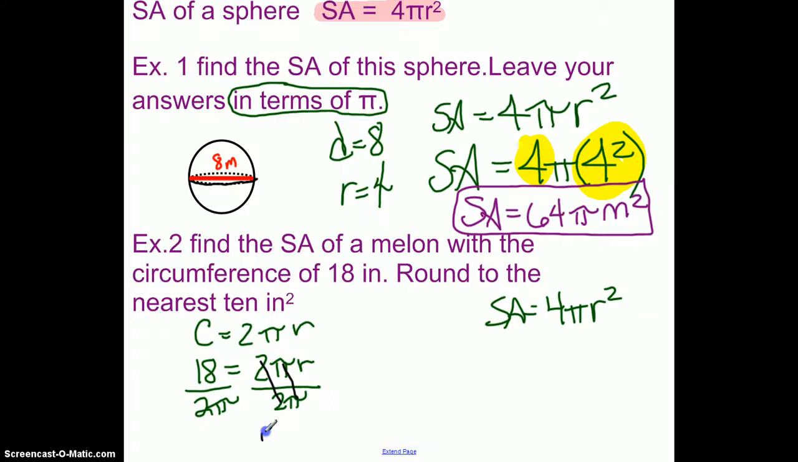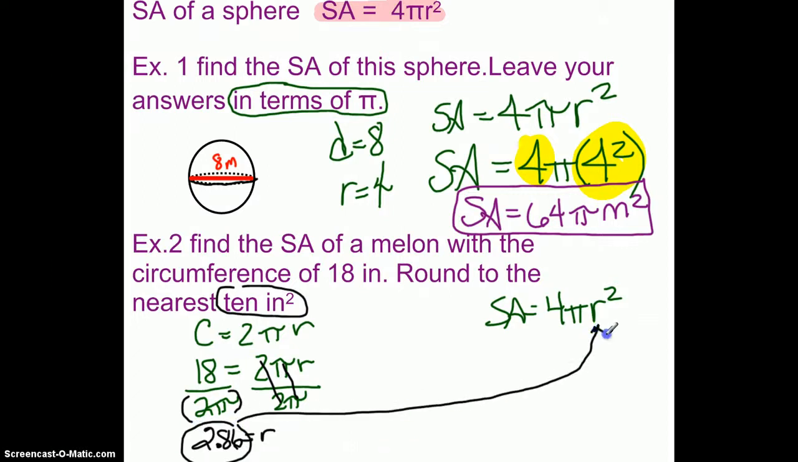These would cancel. So if I did 18 divided by 2 pi, and again, be careful you put parentheses around that whole thing, I get 2.86. Now I'm just rounding it to that. And I know it says to the nearest 10 inches squared, but that's not till the end. So let's actually take this and plug it in for our radius.